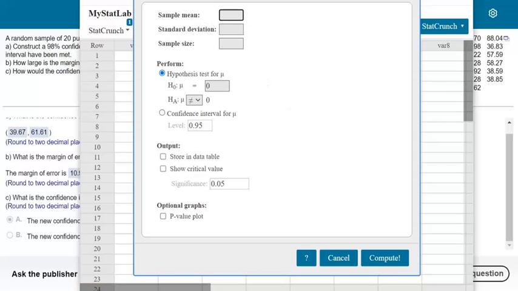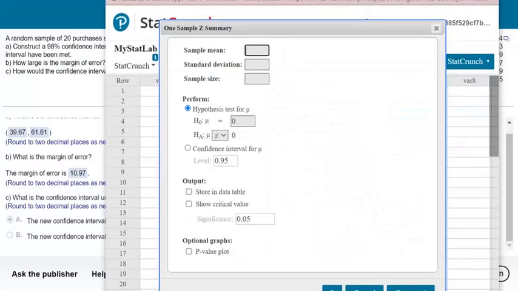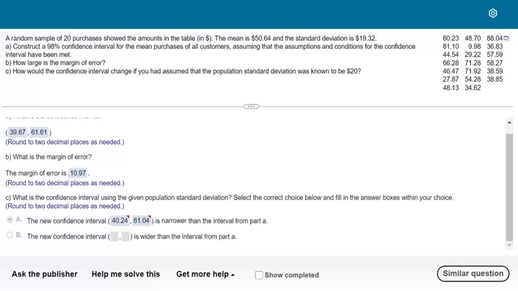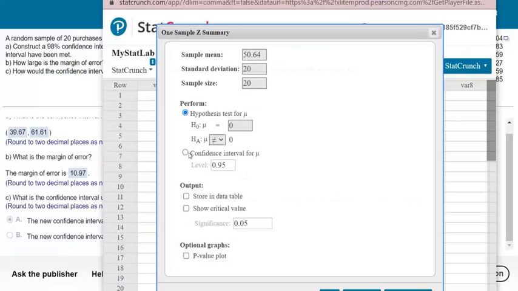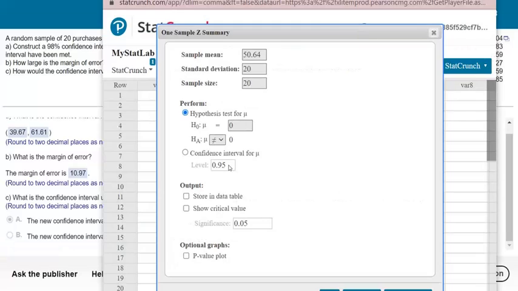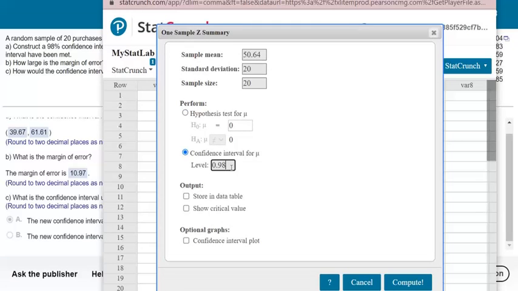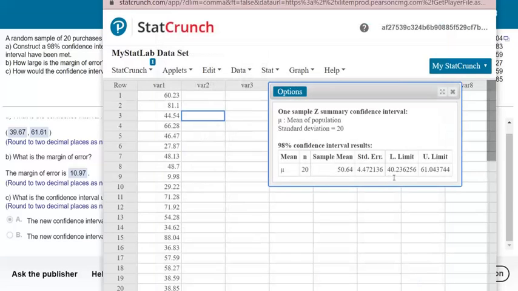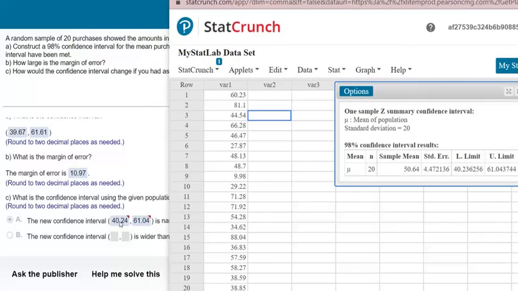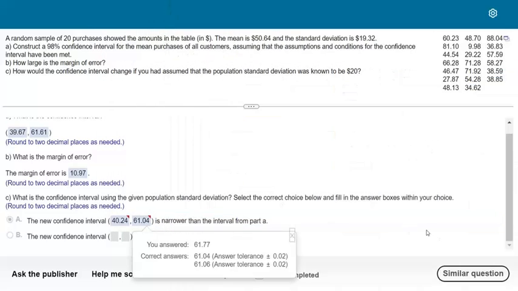Okay, because we're going to input the sample mean that they told us, 50.64, and then part C said that we had a population standard deviation of 20. And then I think it's just a coincidence that the sample size is 20. Yep. Confidence interval, and they want it still to be 98%. So I'll change this to 98. And so it looks like it's supposed to be 40.236, which rounds to 40.24, and 61.04.